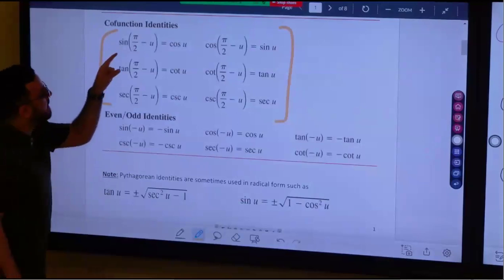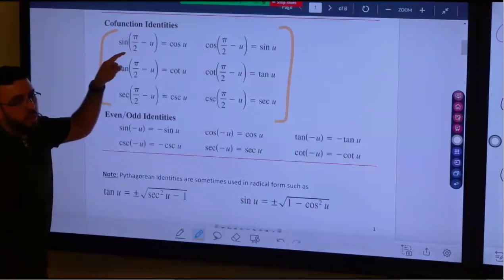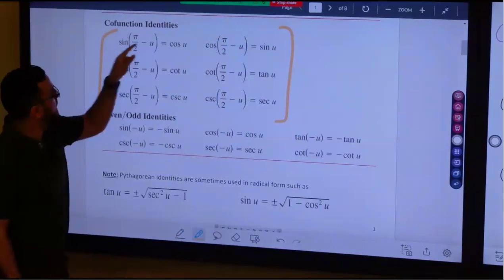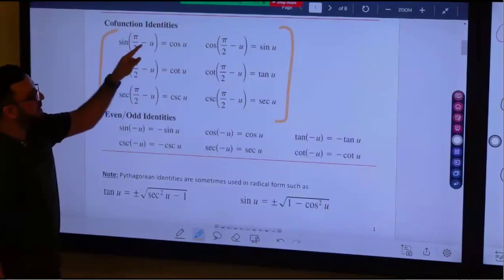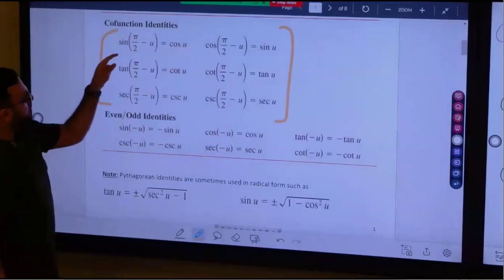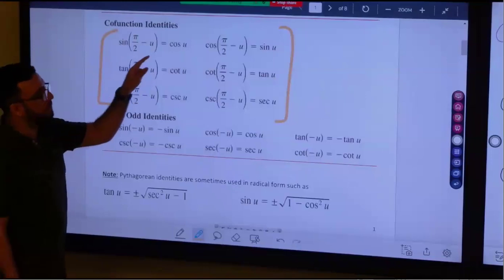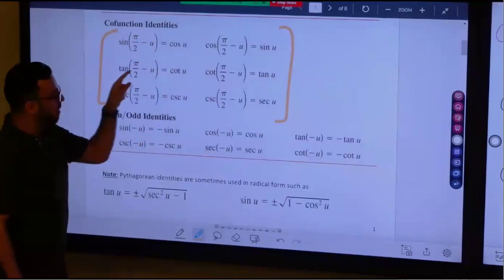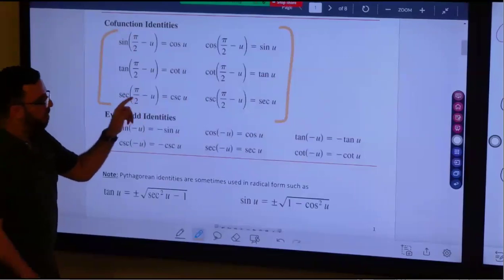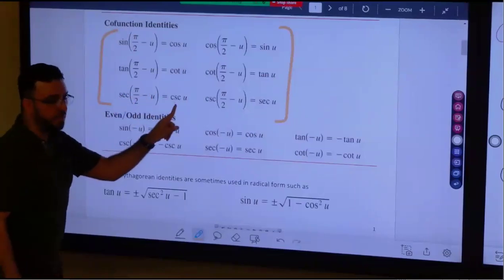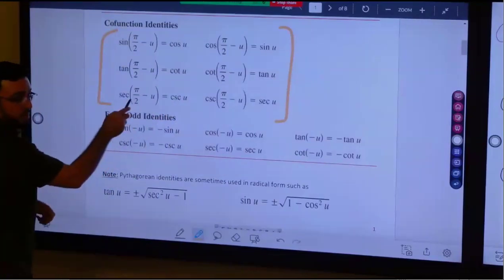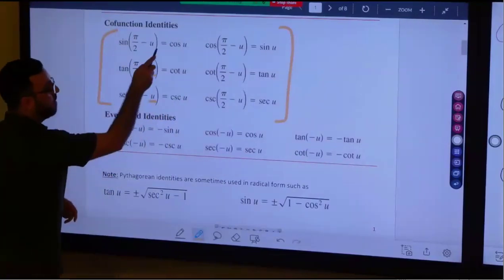But always when I see pi over 2 minus, for example, pi over 2 minus x is going to be, sine pi over 2 minus x is going to be cosine x. When you see tangent pi over 2 minus x is going to be cotangent x. If I see secant pi over 2 minus x is going to be cosecant x. You see where is the change? Only is going to be here.